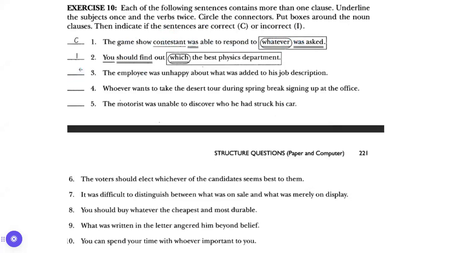Number two, you should find out which the best physics department. This sentence is incorrect. Why? I have two clauses. Subject verb, you should find, I have here the first one. Next one, subject, but then I have no verb. Yes, the second clause is missing a verb. So continue with the rest of this individually, and again, I'll give you 3 minutes to answer.